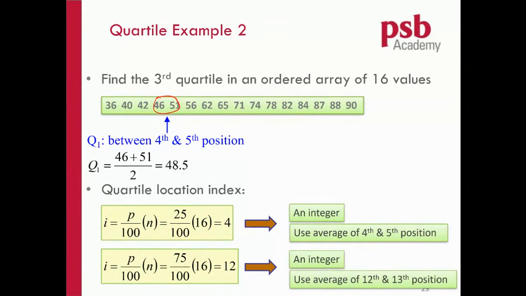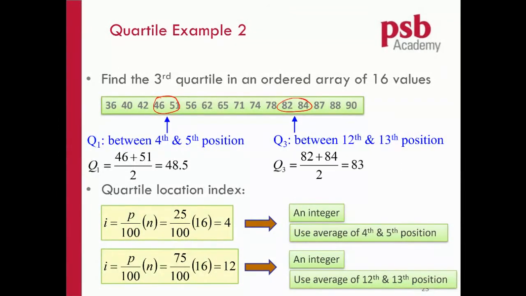So this is Q1. Next one, same thing, you get 12. So you're going to find the average of these two numbers, 12 and 13. 83. Okay, so this is how you find quartile. Quite similar to median, just that you change the number on top. Yeah, P is 25 or 75.